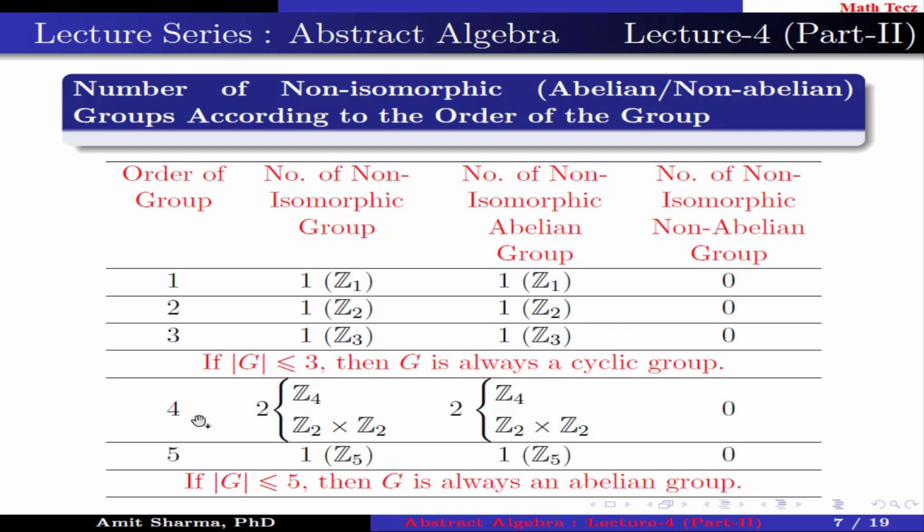Next, if the group has order 4, then the number of non-isomorphic groups and abelian groups is 2 and the groups are Z2 cross Z2 and Z4, and there is no non-isomorphic non-abelian group of order 4. If the group has order 5, then the number of non-isomorphic groups and abelian groups is 1 and the group is Z5, and there is no non-isomorphic non-abelian group of order 5. Next is, if the order of G is less than or equal to 5, then G is always an abelian group.